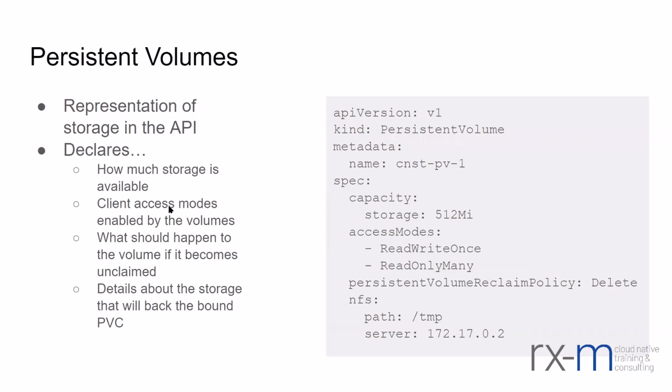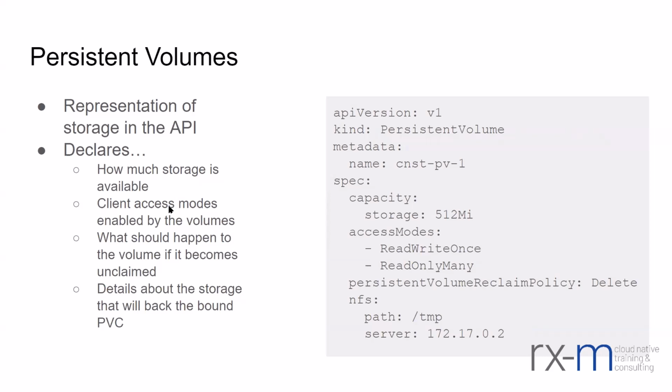This is where the persistent volume, or PV, comes in. This is the representation of some kind of storage in the API. Here, the cluster maintainers specify implementation-specific details, such as the path or nature of the actual storage to be consumed.